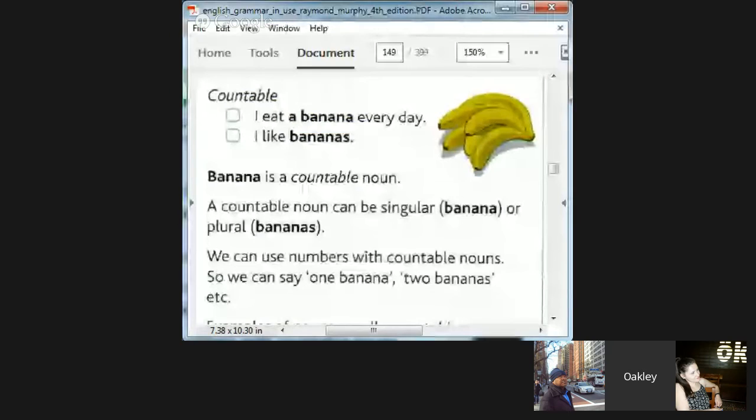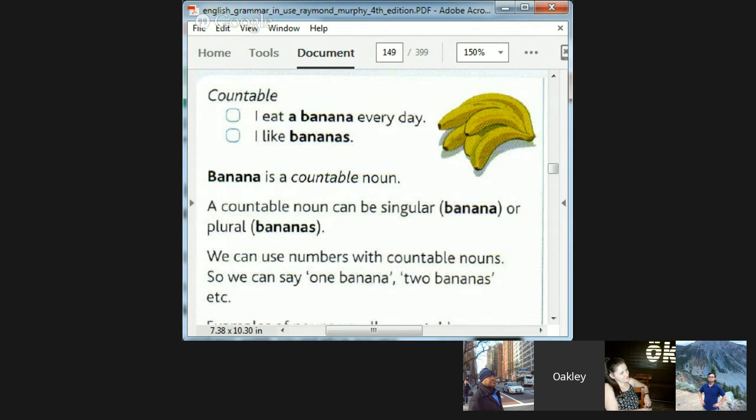Okay, let's start simple and basic. I'm going to do a screen share and talk to you guys a little bit about countable and uncountable nouns. One of my favorite countable nouns, bananas. Okay, bananas are countable. Look, you can count them. 1, 2, 3, 4, 5. I eat a banana every day. Okay, countable nouns, when we're talking about one, we use a or an. The only difference between a and an, they perform the same function.